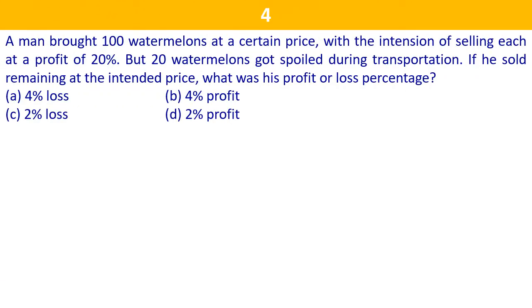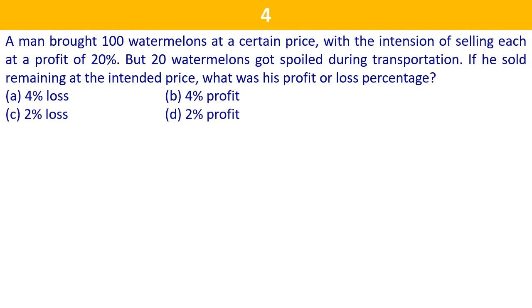Problem number 4. A man bought 100 watermelons at a certain price with the intention of selling each at a profit of 20%. But 20 watermelons got spoiled during transportation. If he sold the remaining at the intended price, what was his profit or loss percentage?